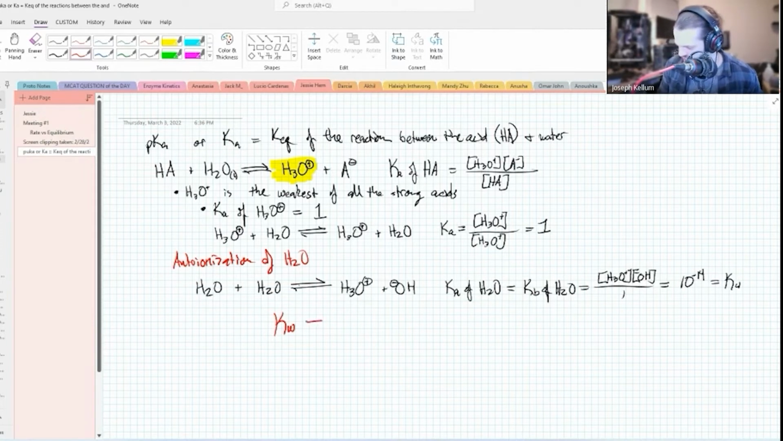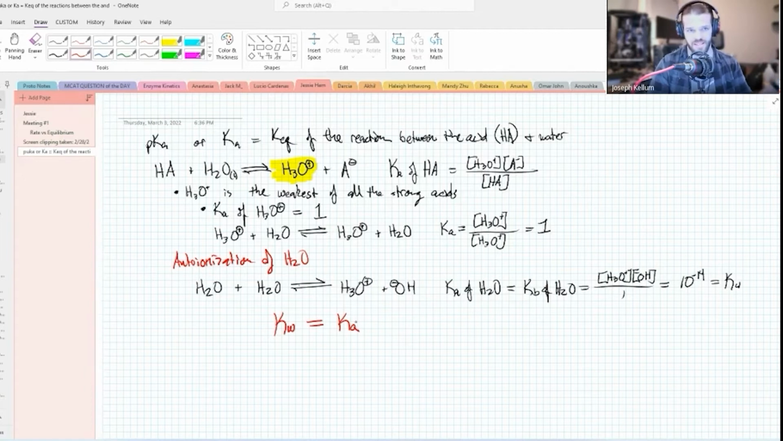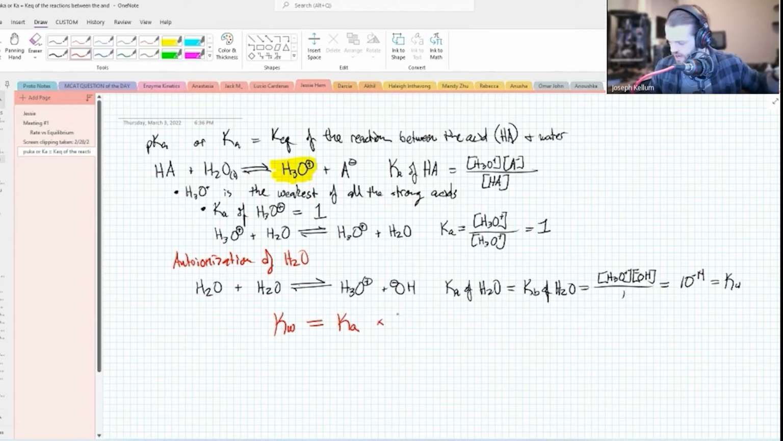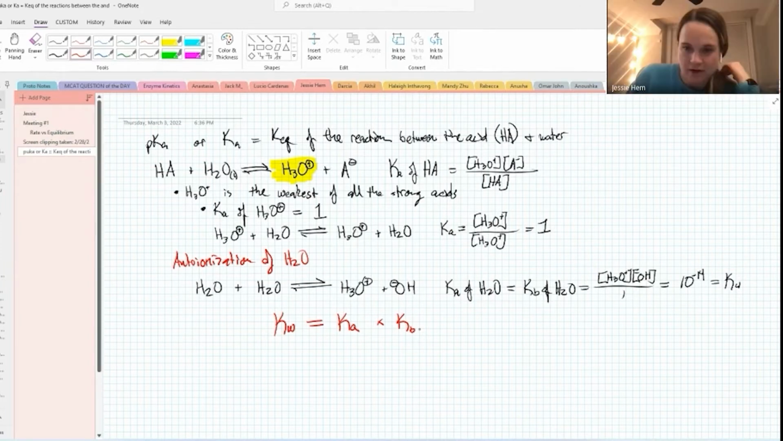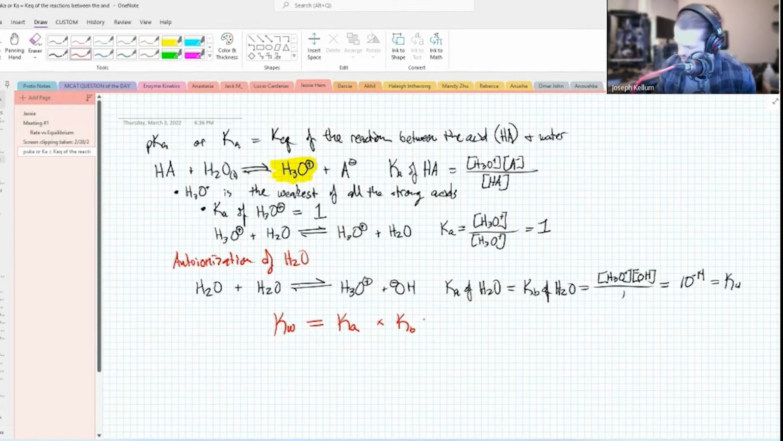So Kw is going to be equal to your Ka of an acid. And this is any acid, this isn't just water. Kw is water, so that's the 10 to the minus 14. That's equal to the Ka of any acid times the Kb of that acid's conjugate base. Or you could say the Kb of any base times the Ka of that base's conjugate acid. And again, all of that is just equal to 10 to the minus 14, because that's what Kw is.